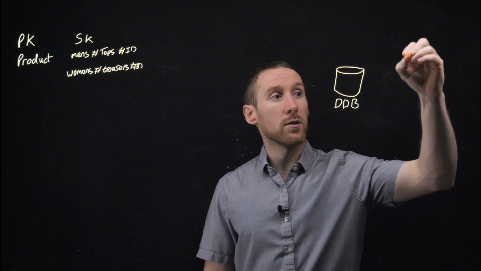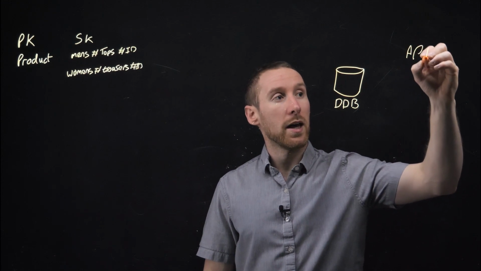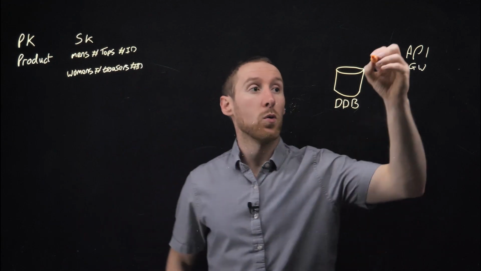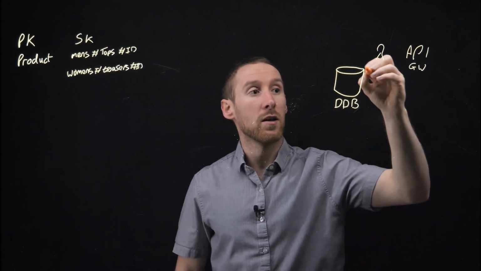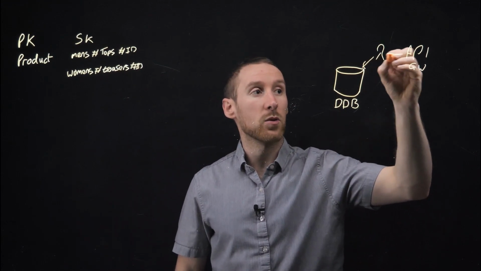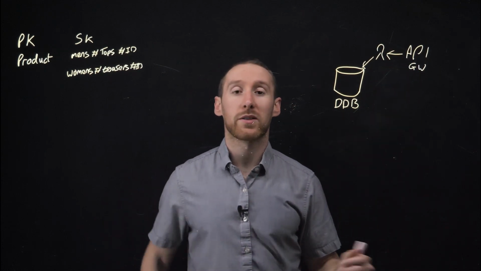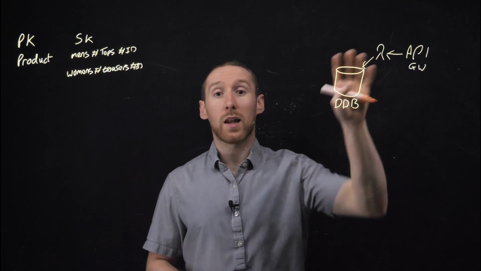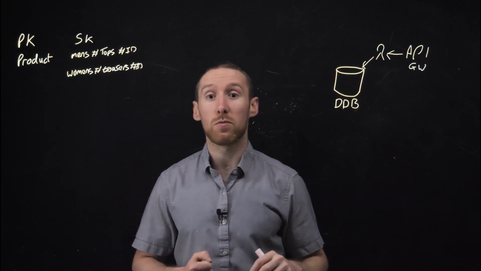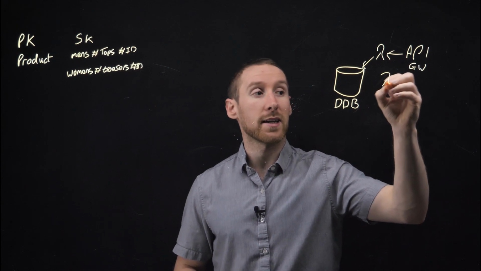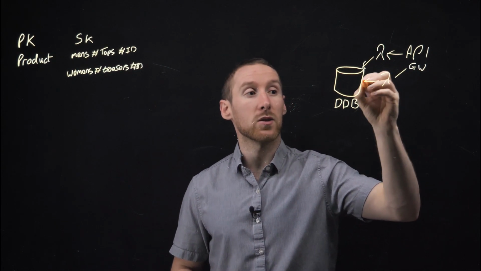And of course, we're going to have API gateway. And to query on these, we're going to have a Lambda, which is going to be doing a get product or query product request. As well as getting products, we then need to be able to create an order. So again, there's going to be a second Lambda for create order.